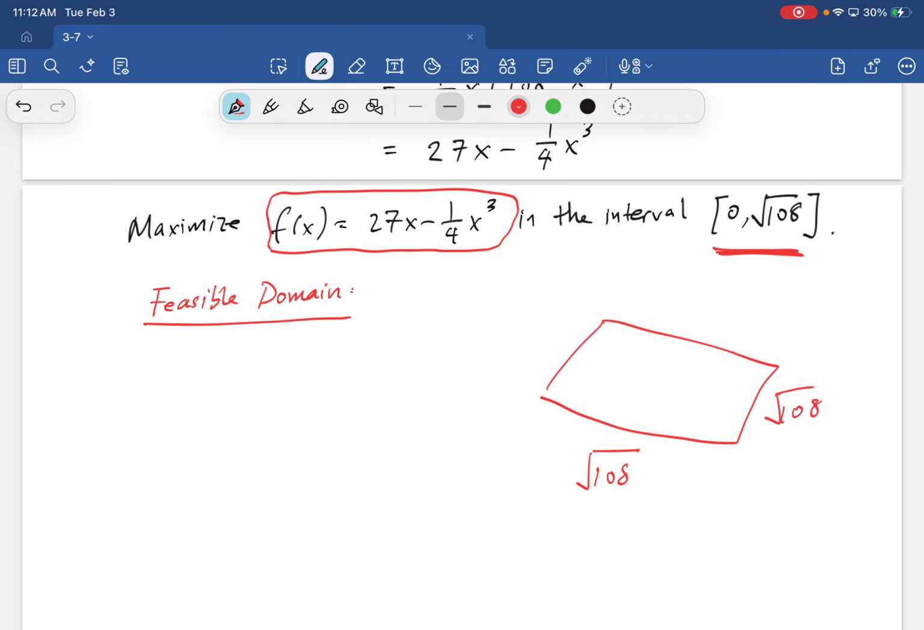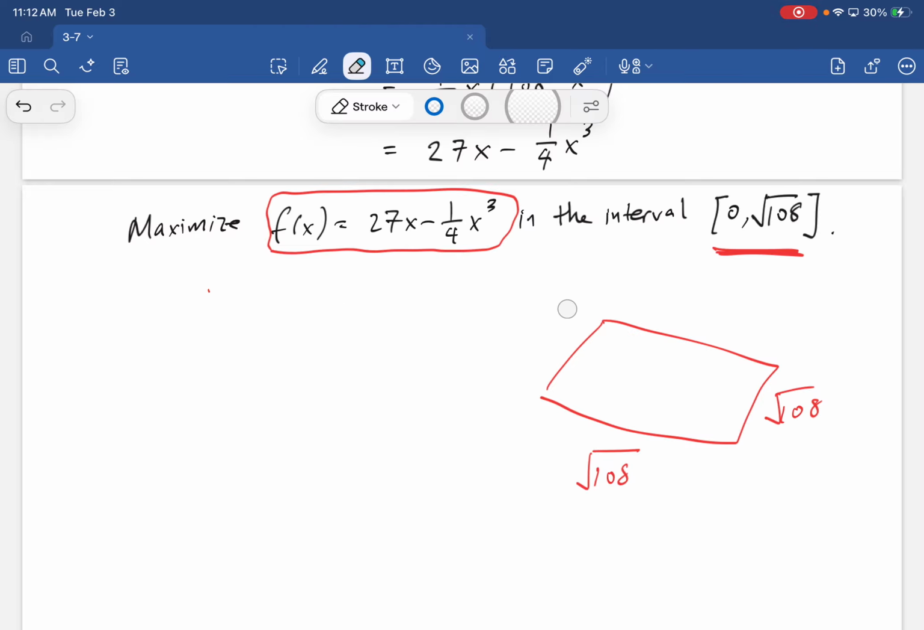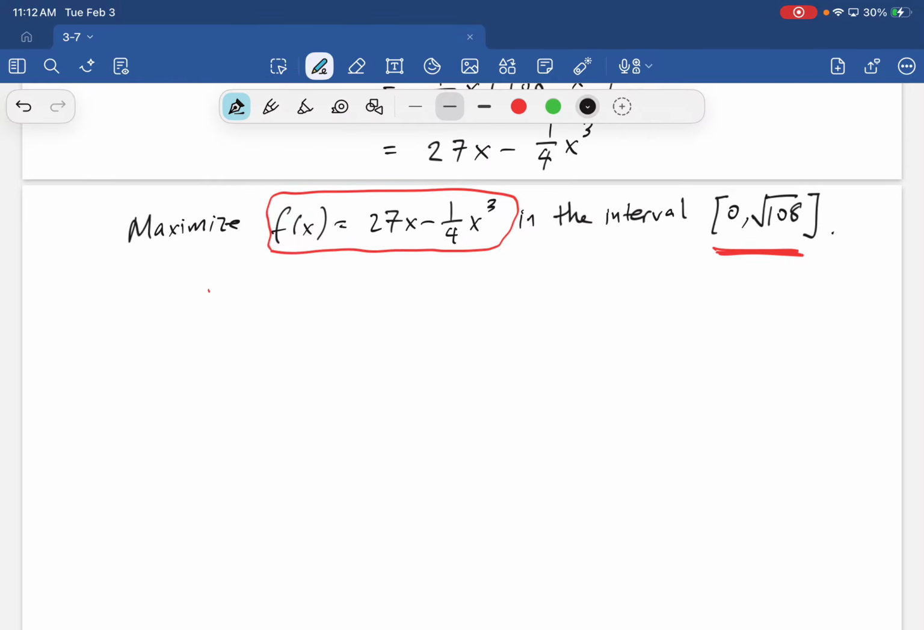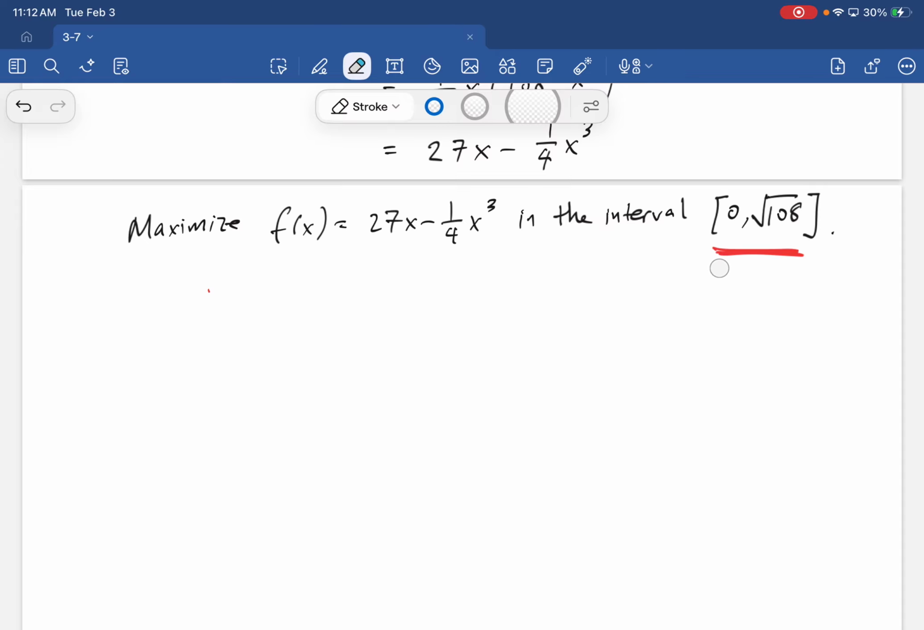So let's call, what should we do? I actually don't know. Let's say that x is the side length of the square and r is the radius of the circle. So at this first step, there's a lot of freedom in terms of how you define the variables. So you can pretty much do whatever you want.